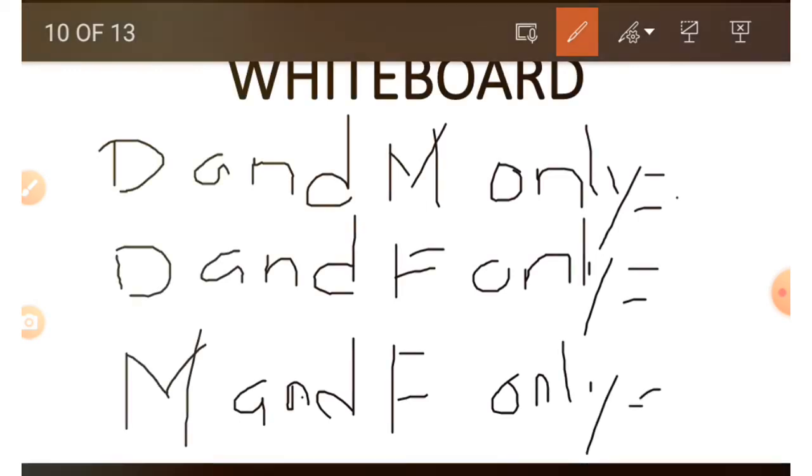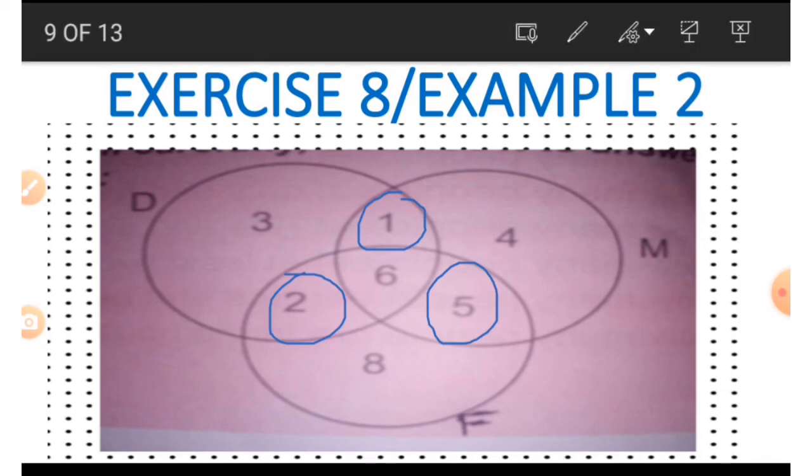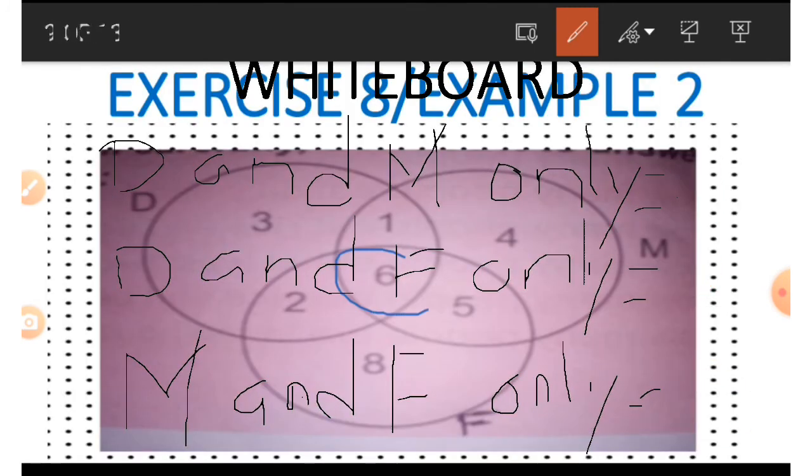Let's go back to the diagram. Now, when you look at the diagram, it is very clear. They are circled in blue, the numbers that represent these 2 parts. Pupils who offer 2 subjects only. Alright? They are circled in blue. Now let's take them to the board. Alright? First, drama and music only is 1 pupil. Drama and French only is 2, and music and French only is 5.